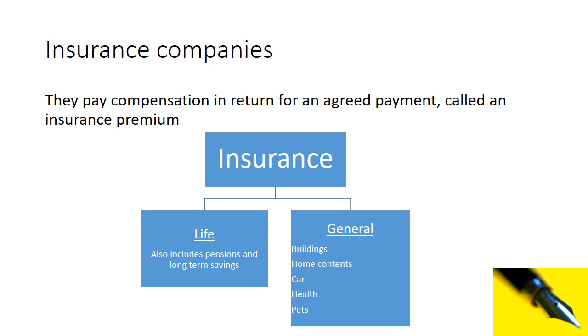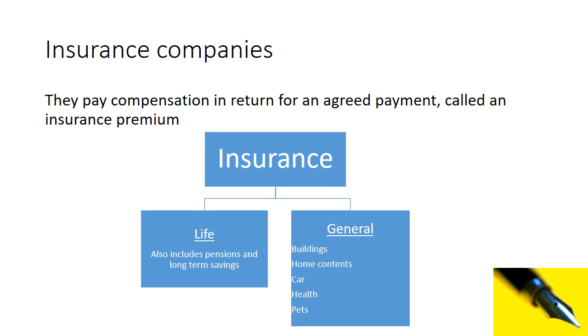So things like car insurance, things like pet insurance, and the other examples there, buildings, home contents, and health, they're types of what's called general insurance. They all fall under one category there on the right-hand side. And the other category there on the left-hand side is life insurance.